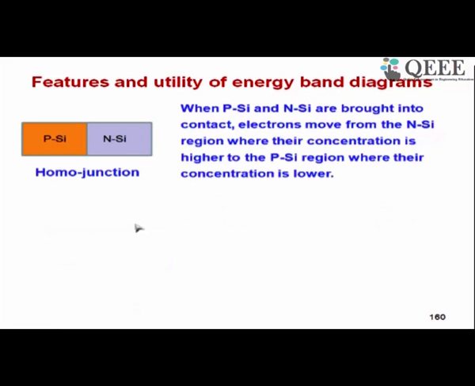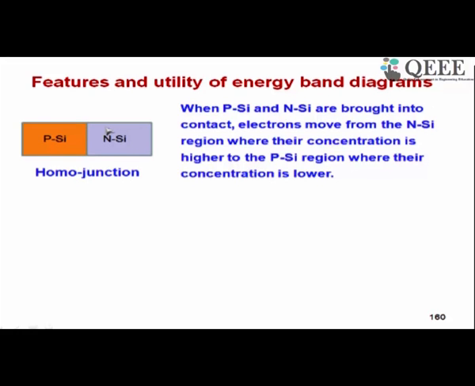Now features and utility of energy band diagrams. Where do we use energy band diagram? Now you would have seen so far in my explanation of all the devices, I have never used any energy band diagram, okay? Why is it so? Because we were discussing only homojunctions, junction between p and n-type material made of the same semiconductor.